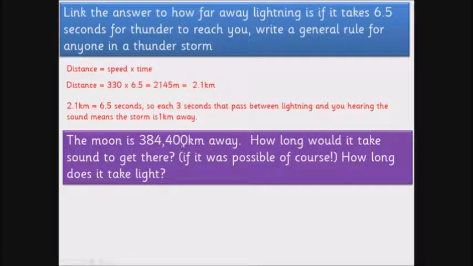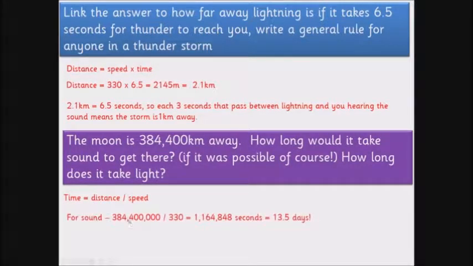And finally, the moon is 384,400 kilometres away. How long would it take sound to get there if it was possible? We know that space is a vacuum with no particles, so a longitudinal wave can't travel. To do some revision, how long does it take light? Let's do these. Time is distance divided by speed. I've just rearranged our speed equation.